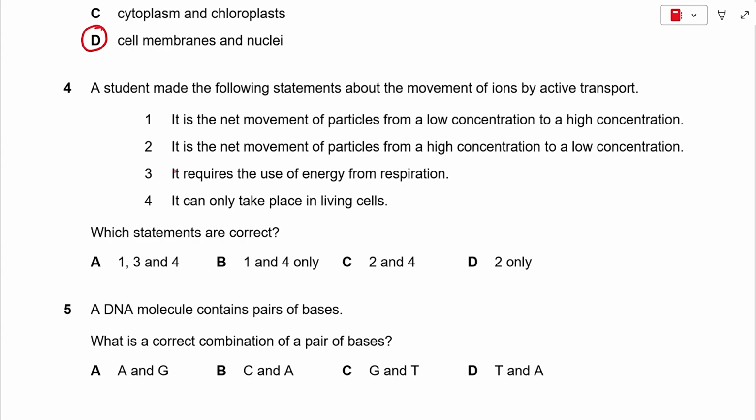From the statements listed here, we know that active transport is the movement of particles from low concentration to high concentration. So number 1 is correct. Number 2, from high concentration, no, active transport is usually against the concentration gradient, so number 2 cannot be correct. Then yes, it requires energy because it's movement against the concentration gradient. So number 3 is correct, and it takes place in living cells. So 1, 3, and 4, which is A here.